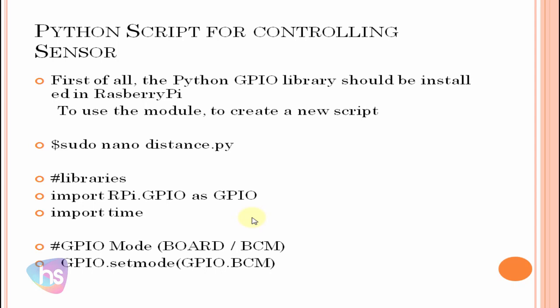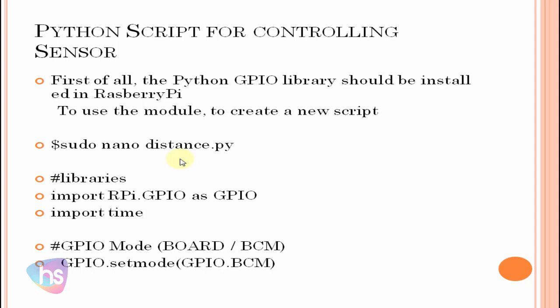In this program we will see how. See, now here I'll tell you. First of all, the Python GPIO library should be installed on the Raspberry Pi module. To create a new script, open the Raspberry Pi terminal prompt, and use nano or vi, whichever editor you are comfortable with. We are using nano, and I am naming the file distance.py.